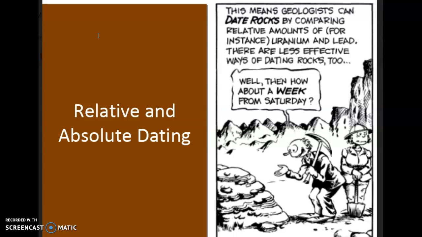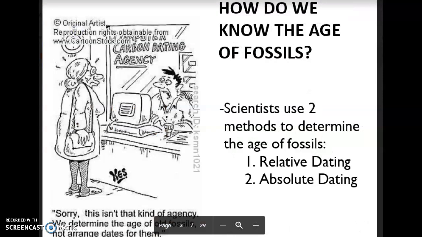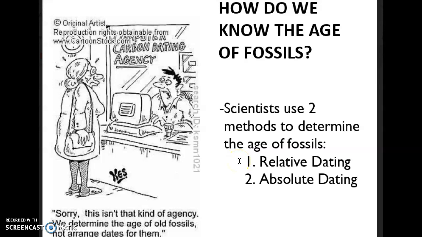You can take a moment to read the cartoon to yourself. So again, like we said, scientists use two methods to determine the age of fossils. One is referred to as relative dating, and the other one is referred to as absolute dating.